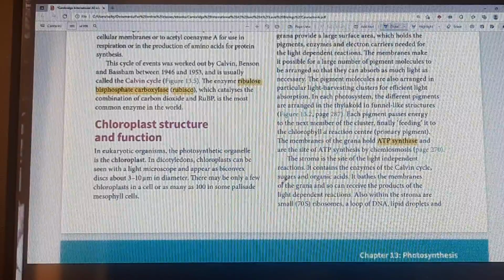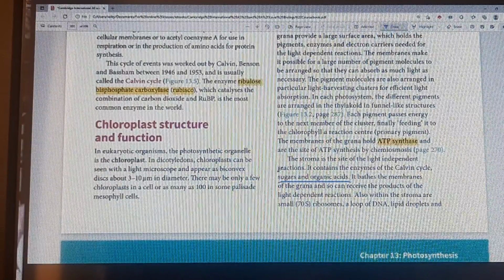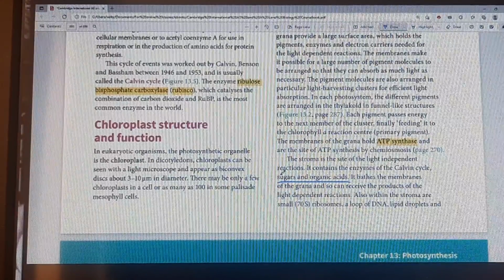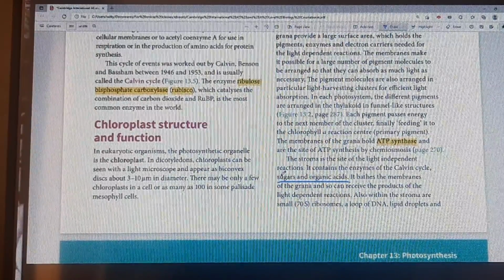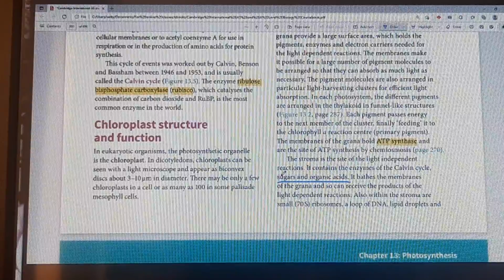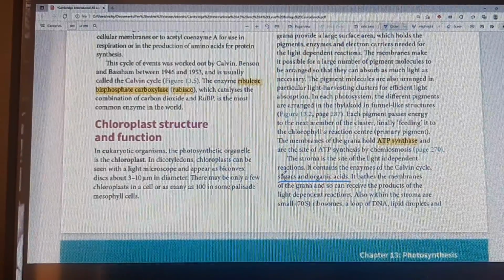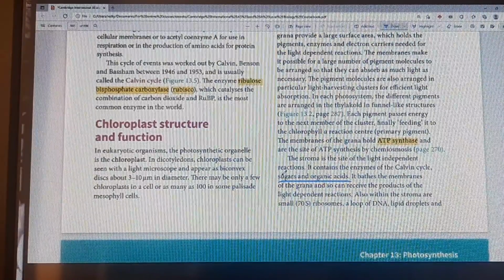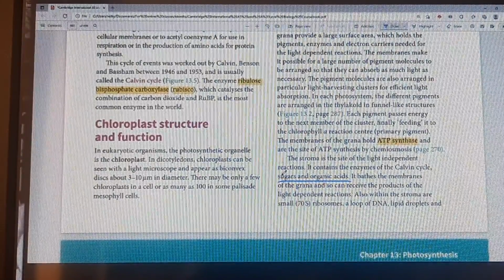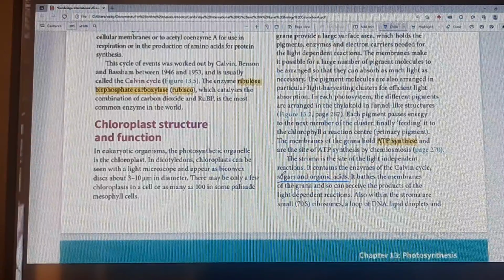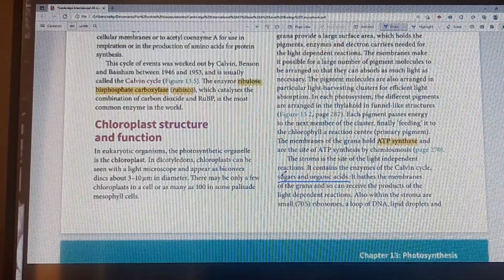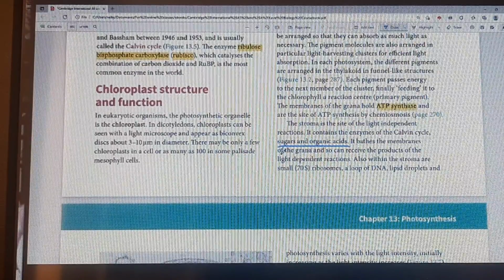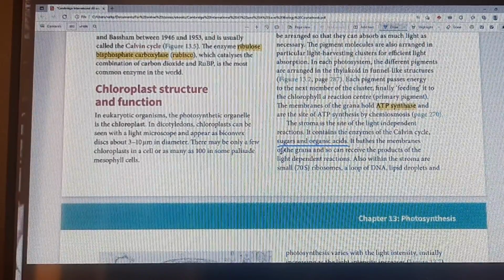Stroma also contains sugars and organic acids. No wonder, because stroma is where the sugars are made. It's where the triose phosphate is made. It is also where the fatty acids and amino acids are made. So in the stroma of a chloroplast, we can find lots of organic compounds. Sugars and organic acids are just a few of them. And because it bathes the membranes of the grana, they can exchange things between them.